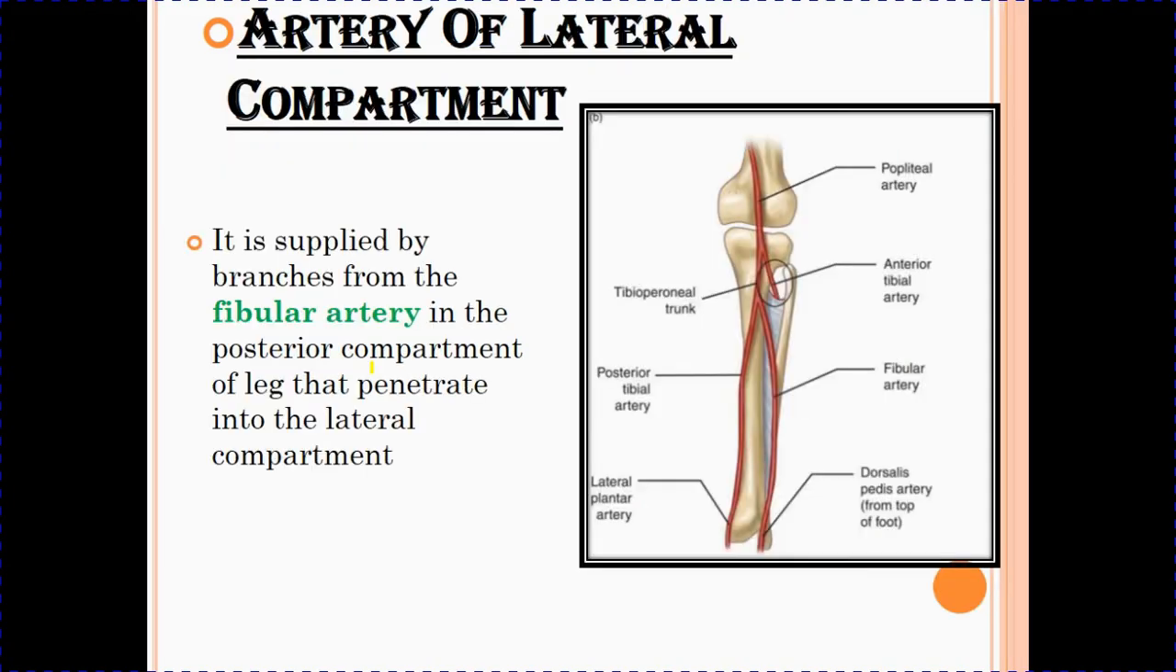The artery of the lateral compartment. It is supplied by branches from the peroneal artery or the fibular artery. This is the fibular artery. ठीक है? In the posterior compartment of the leg that penetrate into the lateral compartment. Actually, lateral compartment does not have any main artery. It receives branches from the fibular artery. And fibular artery is actually the artery of the posterior compartment. And इसके पास अपने पास कोई artery नहीं है, तो ये posterior compartment की fibular artery से branches लेके muscle supply होता है.